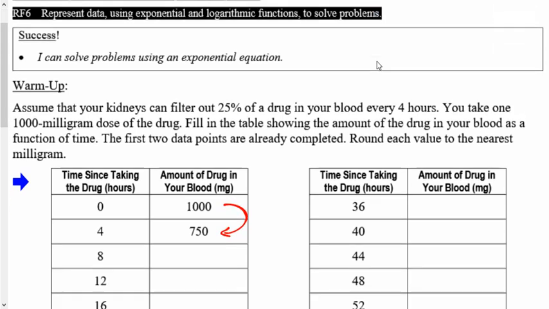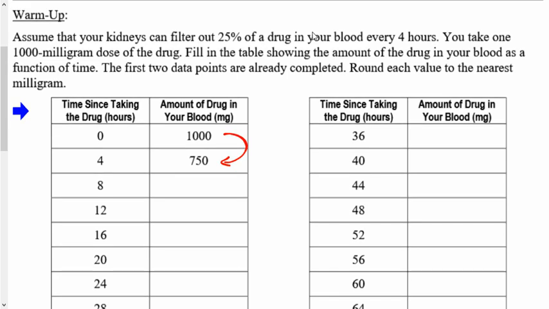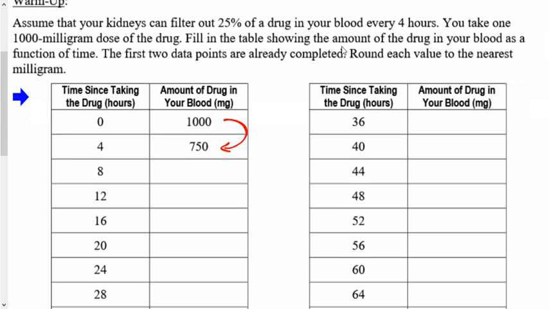We want to be able to solve some problems using exponential equations. Here's our first question. Assume that your kidneys can filter out 25% of a drug that's in your blood every 4 hours. You take a 1,000 milligram dose of the drug, and we want to fill in this table that shows the amount of drug in your blood as a function of time as time passes. The first data points are already entered for you, and we want to round each to the nearest milligram.